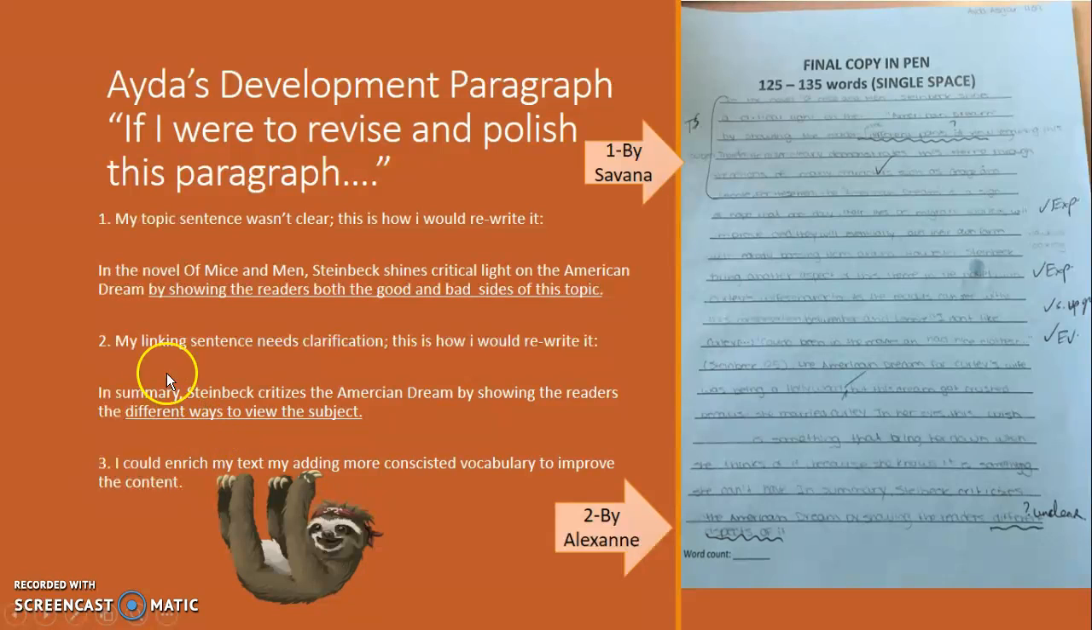Second, I would change my linking sentence too, because it also isn't clear enough. So you see over here it says different aspects of it. The part that's underlined with a squiggly line, well, that part I would change. So I'd write, in summary, Steinbeck criticizes the American dream by showing the readers the different ways to view the subject. And then lastly, I would enrich my text by adding more concise vocabulary to improve the content. For example, I would change a couple words, or I would add adjectives.